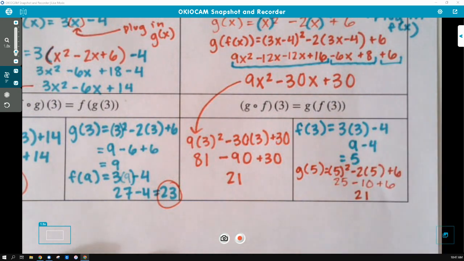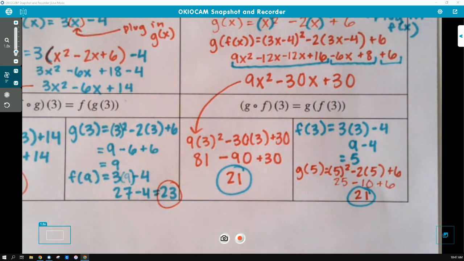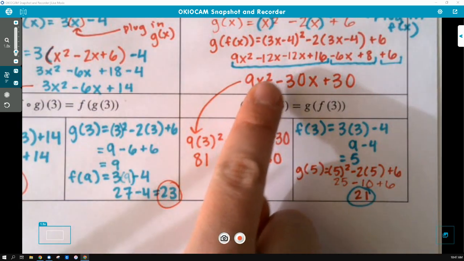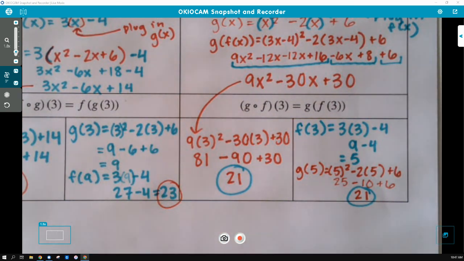So two ways to get the same thing. You don't need to do both of those ways. I was just showing you. I usually, if I've already found g of f of x successfully, I would just plug in the number to that. Any questions right now?